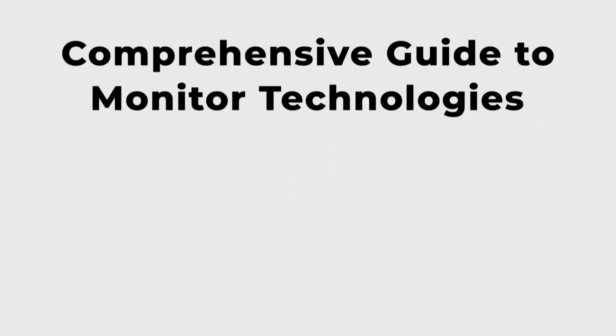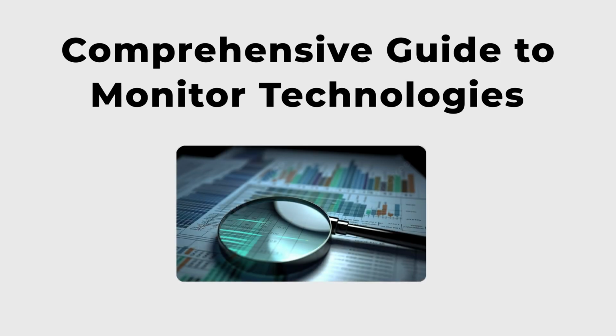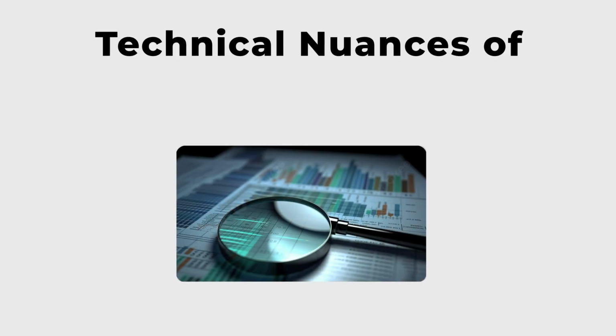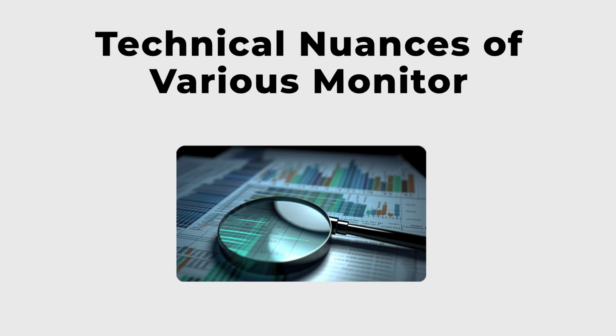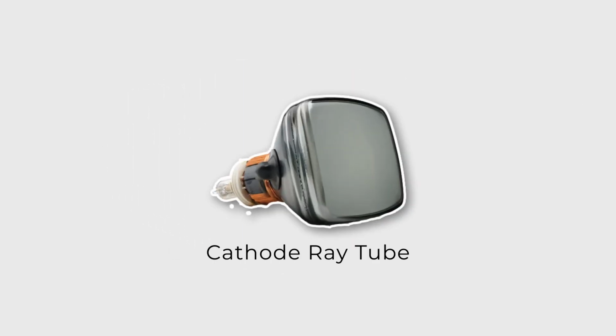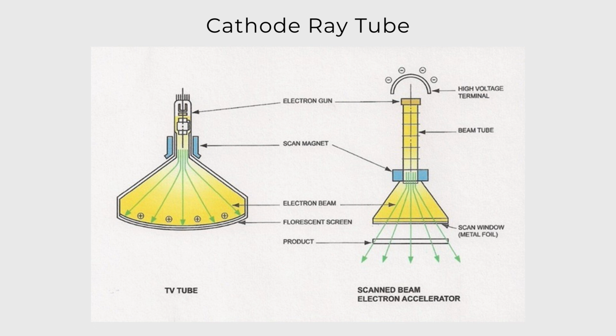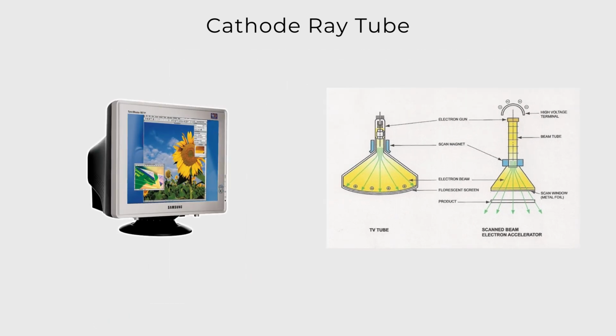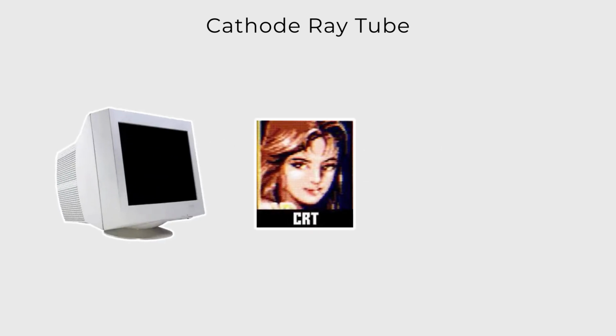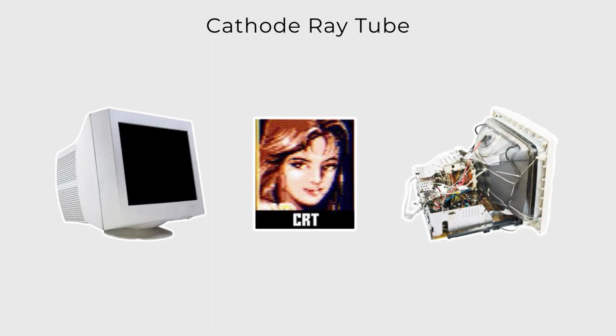Welcome to our comprehensive guide on monitor technologies. In this detailed exploration, we'll unveil the technical nuances of various monitor types, from the historic CRT to the latest OLED displays. Let's start with CRT, the cathode ray tube. Utilizing electron beams to produce images by illuminating phosphors on a glass screen, CRTs were once prevalent. However, their bulky size, lower resolution, and substantial power consumption led to their gradual phase-out.